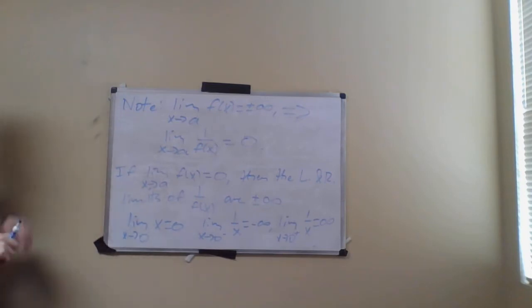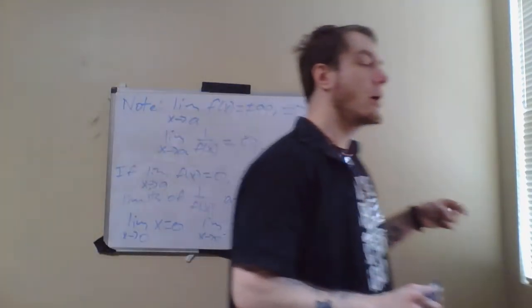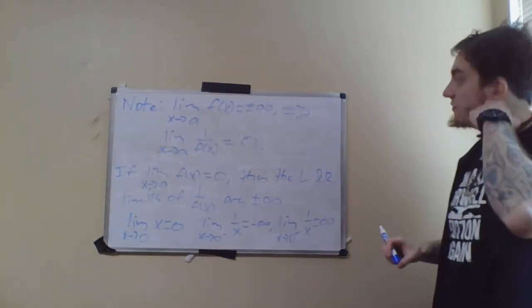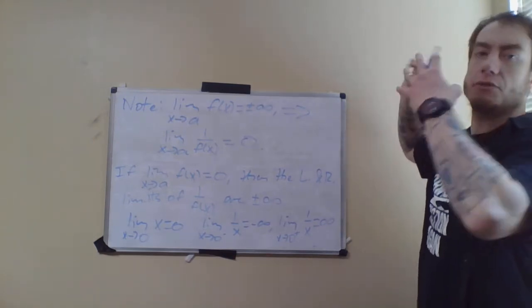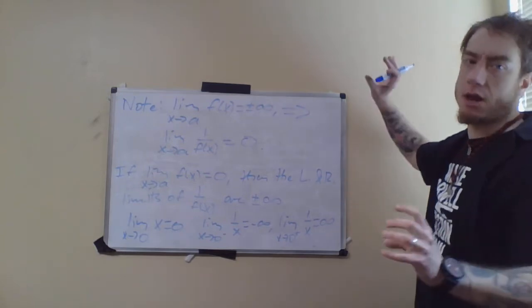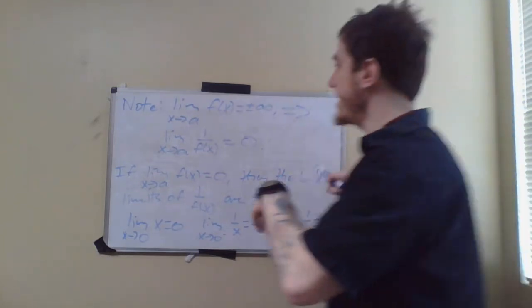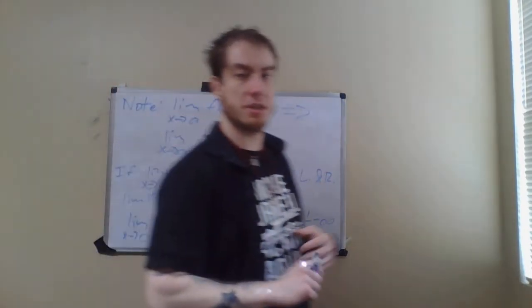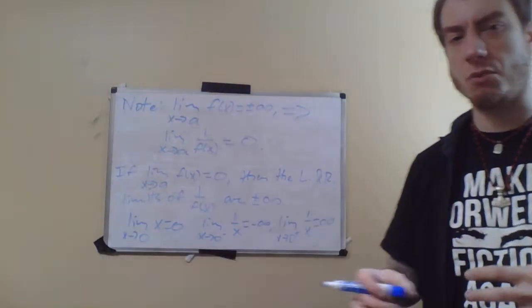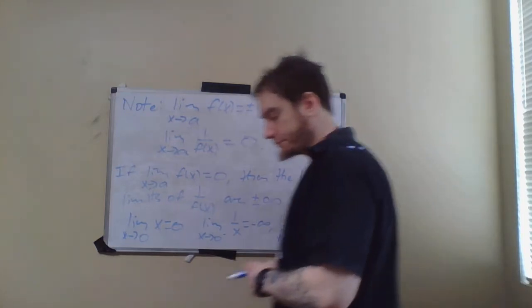Why is this important? Well, because later on we're going to deal with other ways of handling limits of fractions where the numerator and the denominator both blow up. And it's nice sometimes to be able to switch things around and work with their reciprocals, just depending upon what we want to do. Okay.